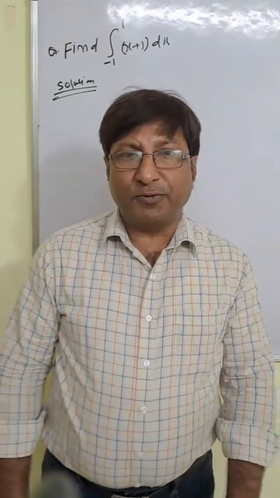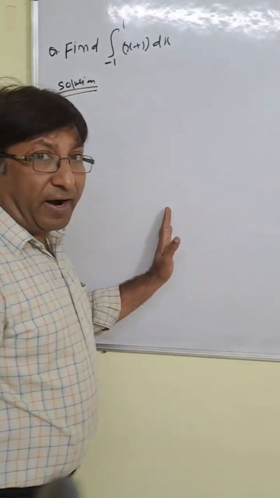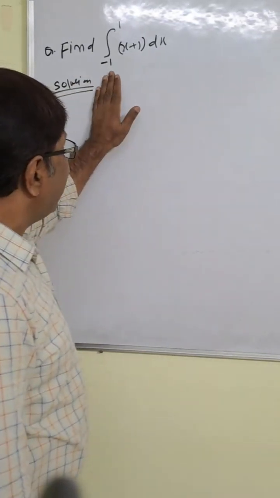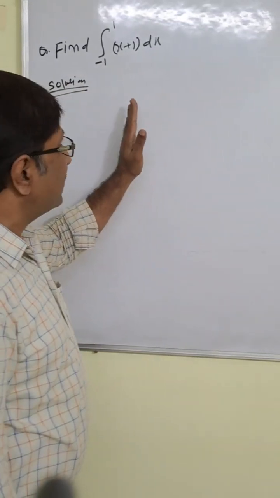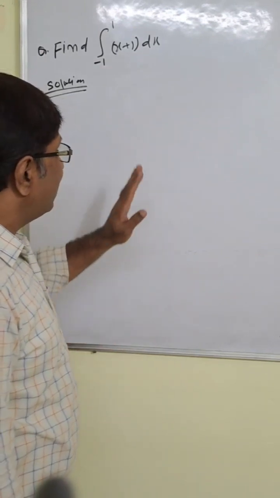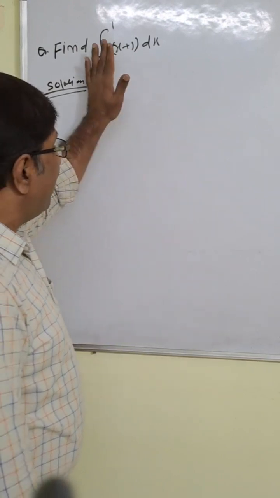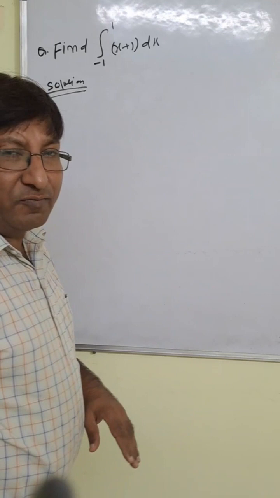Most important question of integration. Let us see the question. Here the question is: find the integration from -1 to 1 of (x + 1) dx. For this type of question, what is the simple technique? We find the integration of x plus 1, and then the upper limit is 1 and the lower limit is -1.